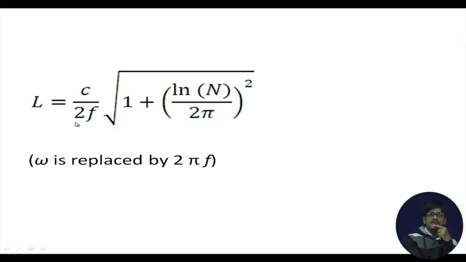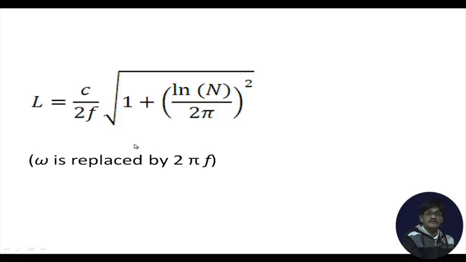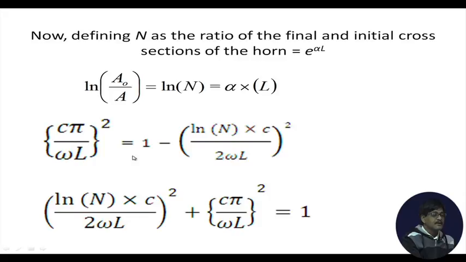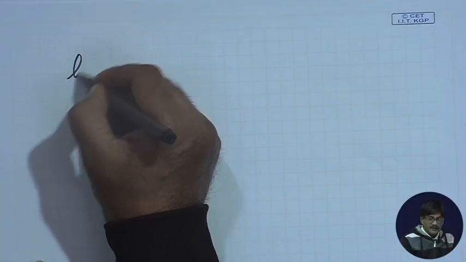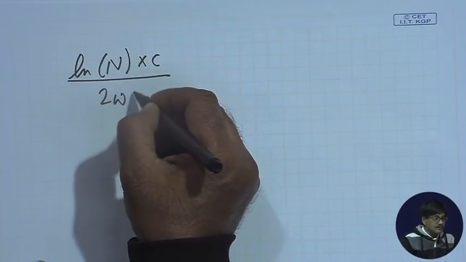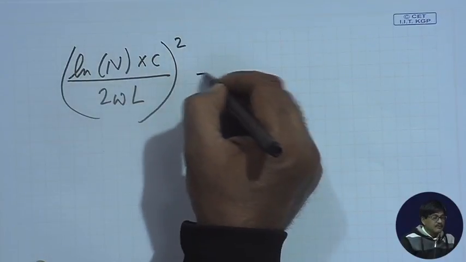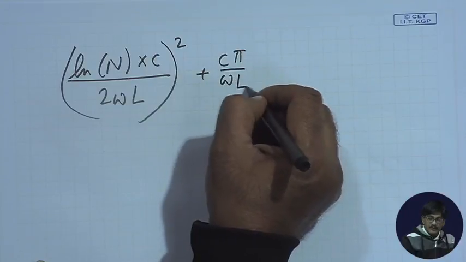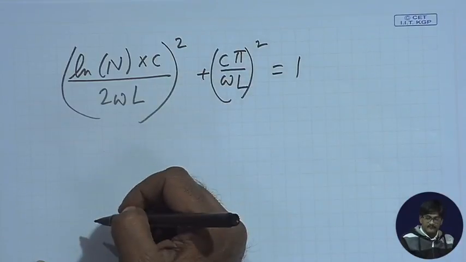What's the change that has taken place from the other terms? Simply we have replaced omega by twice pi f. If we replace omega by twice pi f, what are we getting from the previous expression? Let's do it and finally put a seal to it. So if you look at the expression, we have ln n into c divided by twice omega L whole square plus c pi by omega L whole square equal to 1.